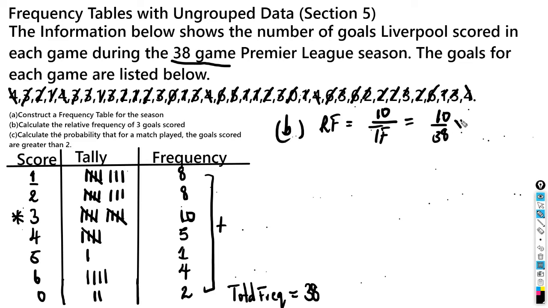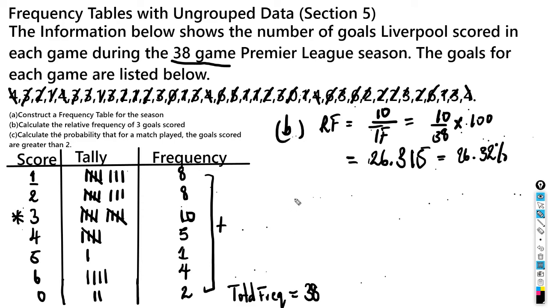If we want it as a percentage, we have to multiply this by 100. And the answer would actually be 26.32%. All right, cool. It's actually 26.315, which I'm going to round off to 26.32 to 2 decimal places in percentage.